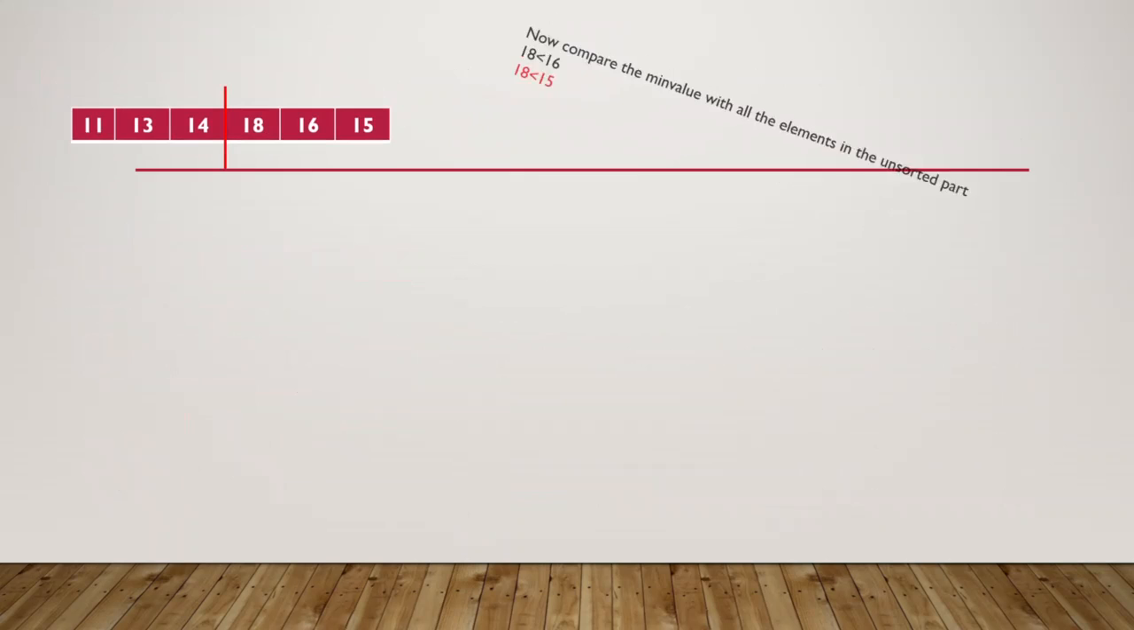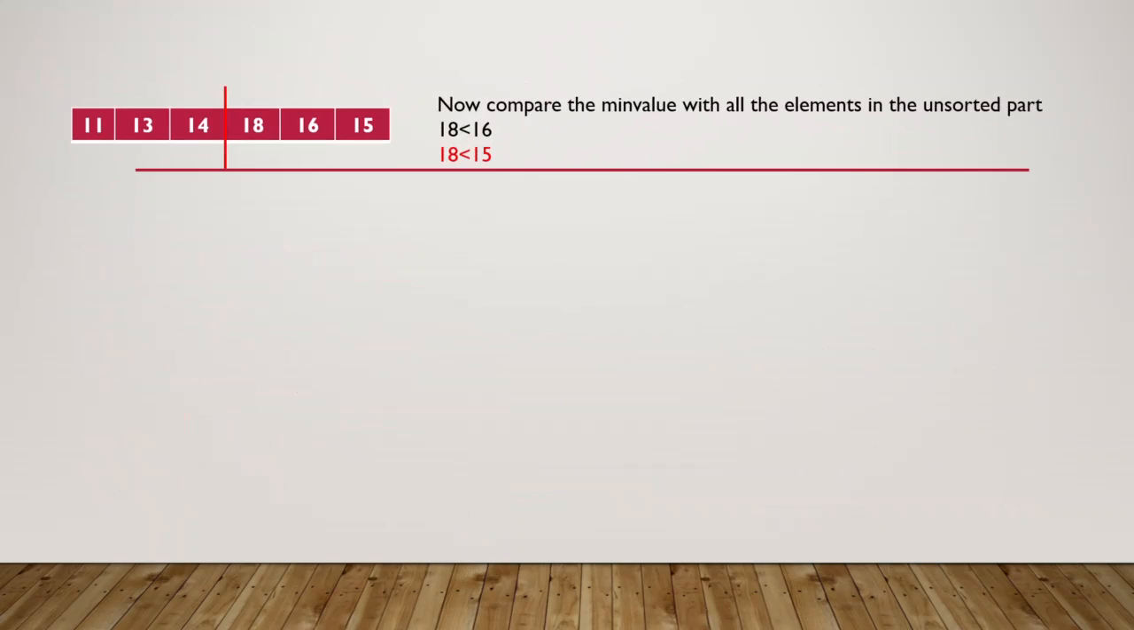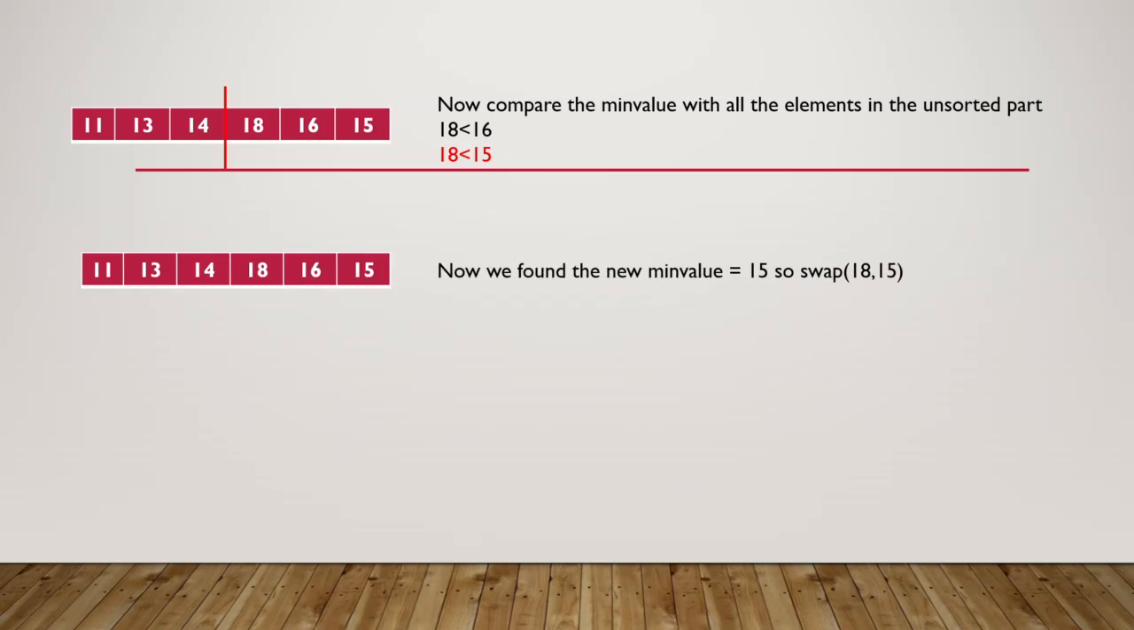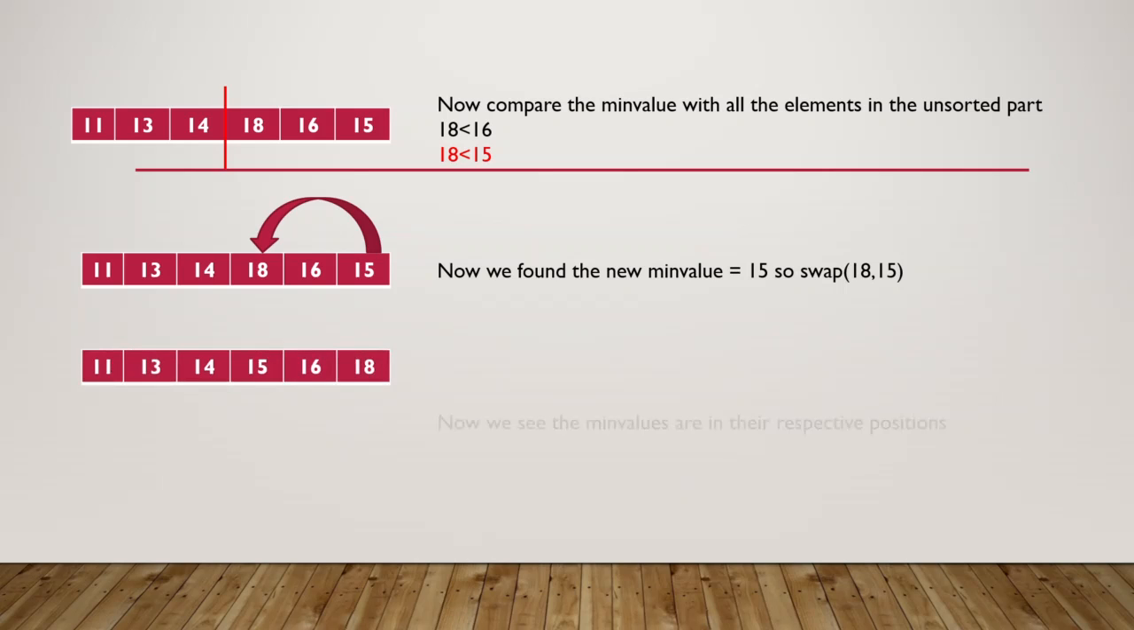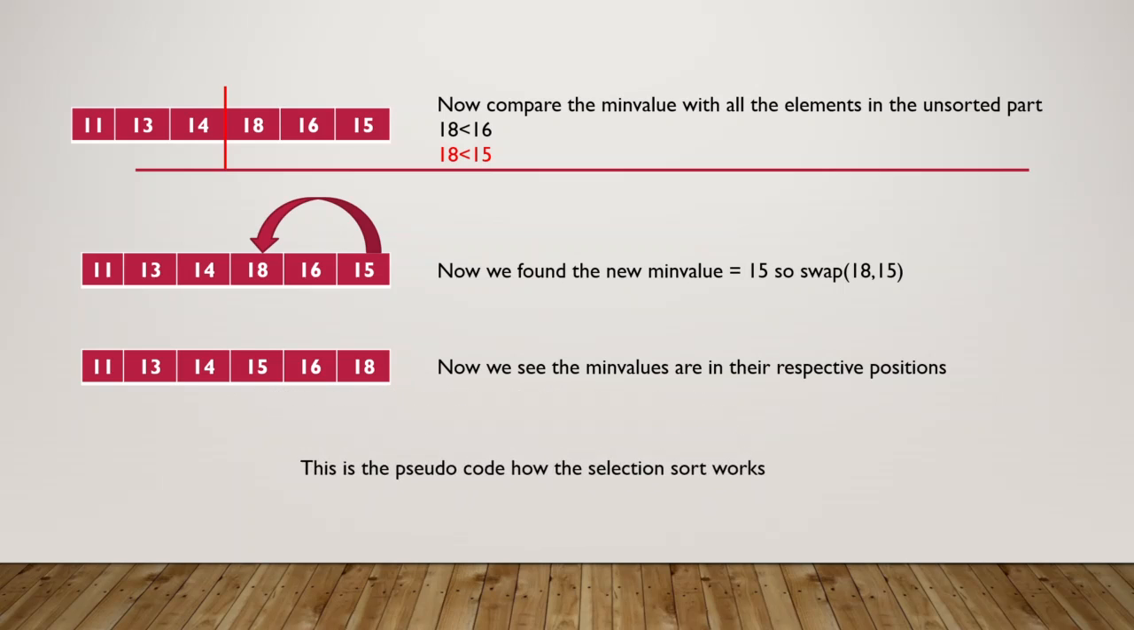Now again we'll be comparing the min value: 18 less than 16, 18 less than 15. When we compare, we have found the new min value 15. So swap it. When you swap, 15 will change to the position of 18 and 18 will change to the position of 15. Now we have the min values in their respective positions. So this is the pseudocode of how the selection sort works.